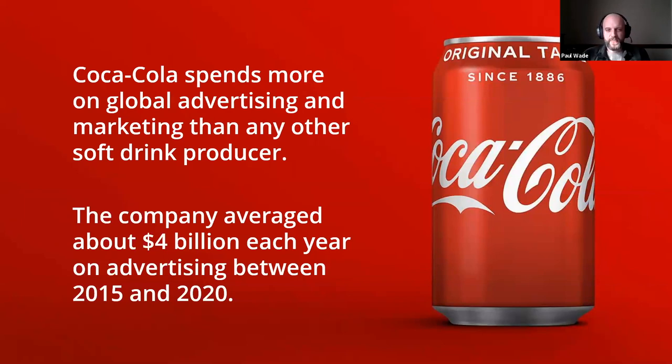That number alone will tell you how important they see it to be in front of you, to be regularly in front of you, and to make sure that you know who they are. The number still kind of baffles me. It's $4 billion each year, and advertising is insane. So yeah, this is the mere exposure effect in action. The more you see something, the more you trust it.